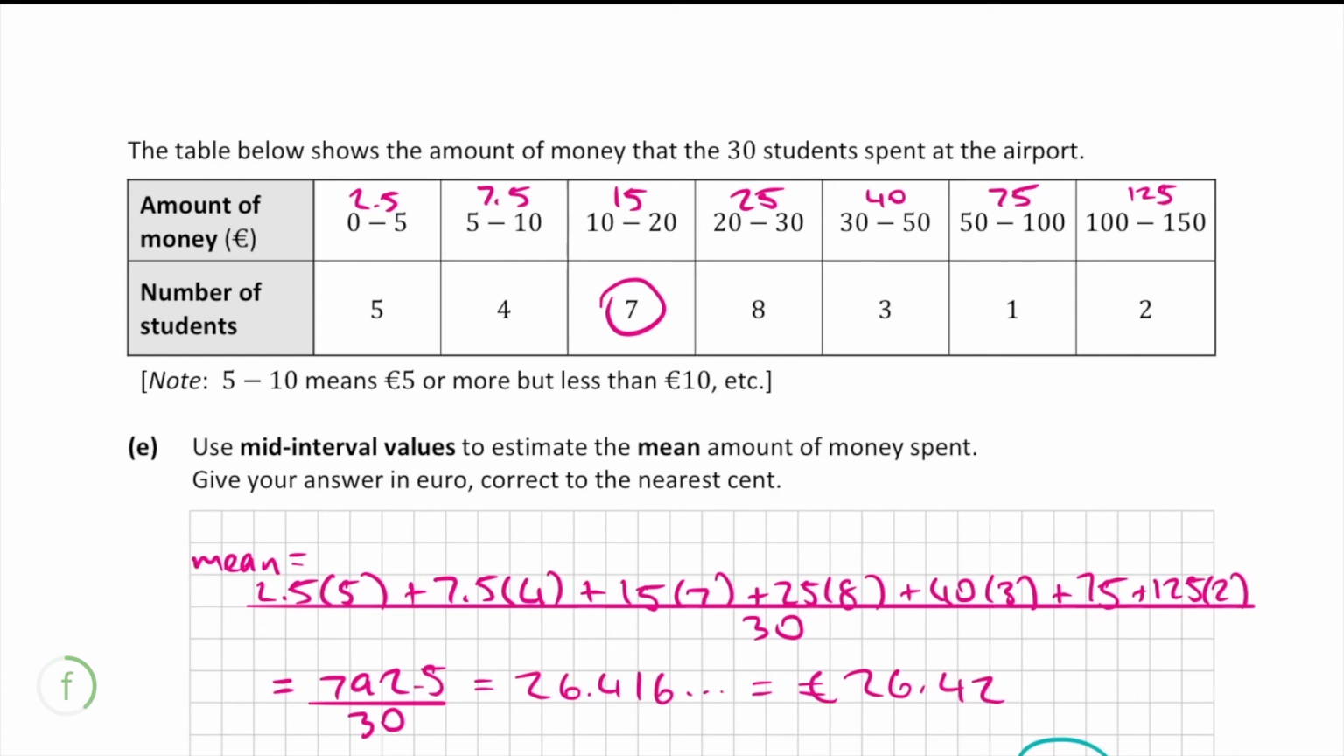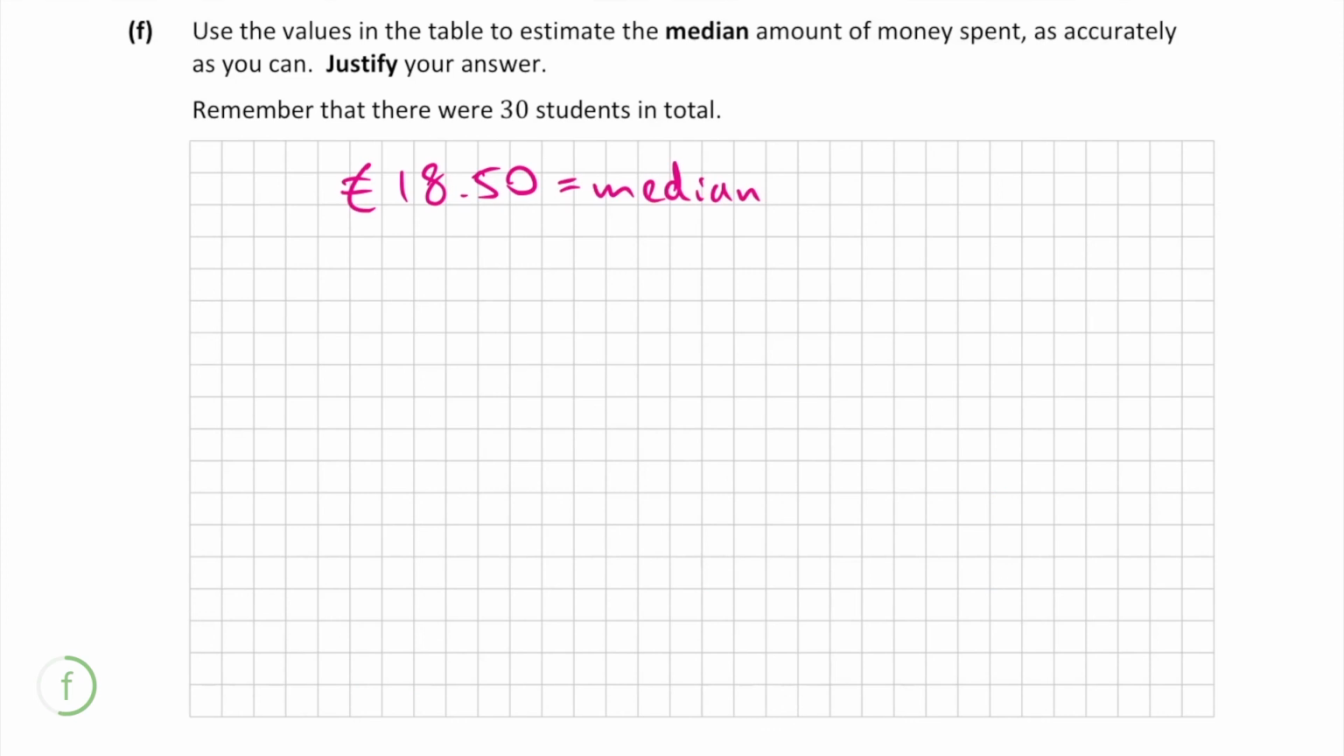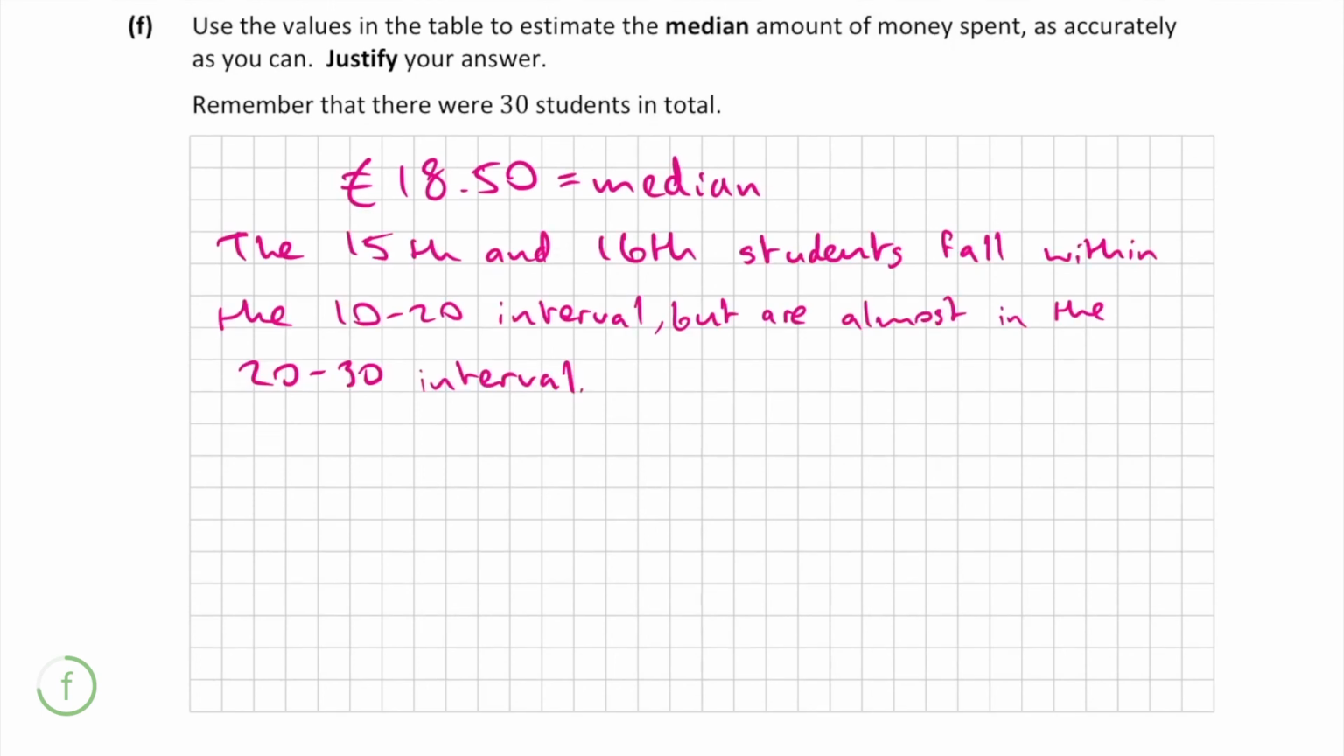And they'd be towards the end of this interval because they're more likely to spend over 15 euro than under 15 euro. So for this question, you can just kind of guess a value between 15 and 20 euro that's closer to 20 euro. So we'll just say the median is around 18.50. For our justification, you can say something along the lines of this, but it doesn't have to be exactly this. And that's the end of this question.